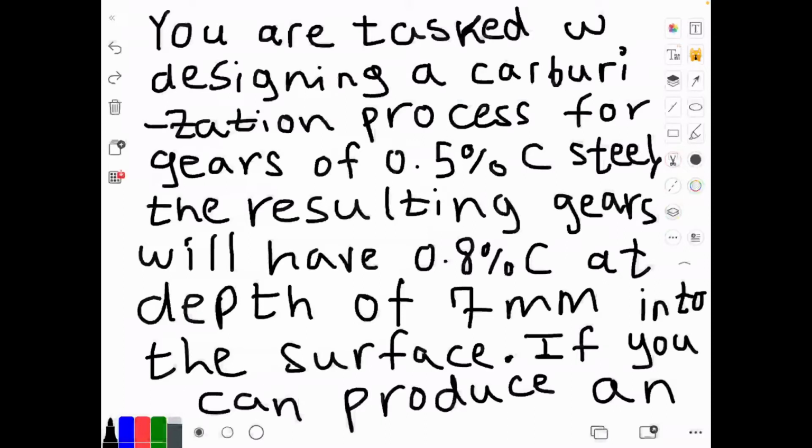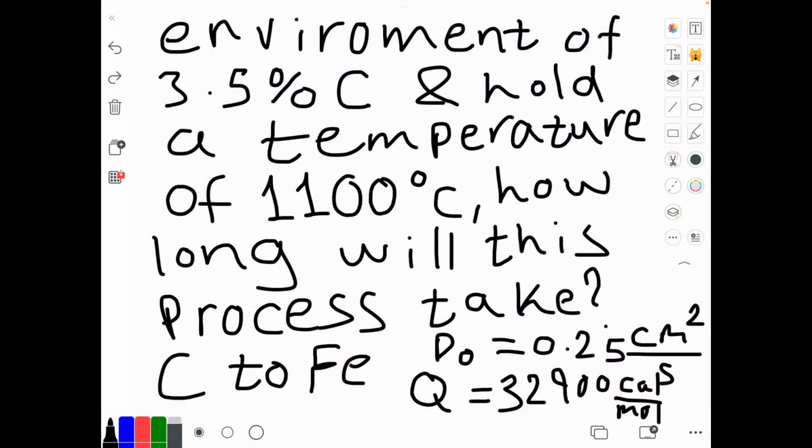You are tasked with designing a carburization process for gears of 0.5% carbon steel. The resulting gears will have 0.8% carbon at a depth of 7 millimeters into the surface. If you can produce an environment of 3.5% carbon and hold a temperature of 1200 degrees Celsius, how long will this process take?